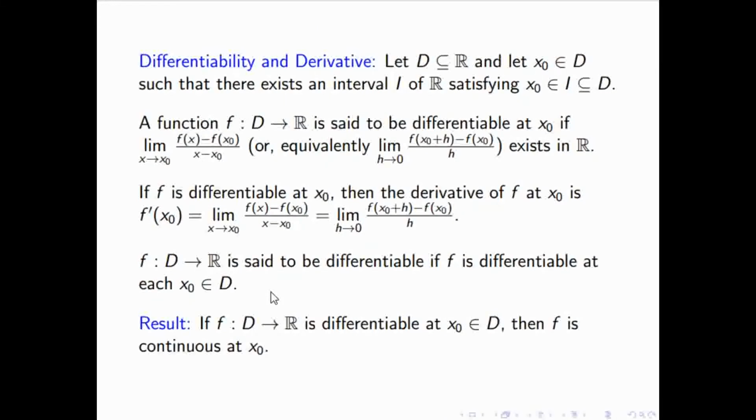And you know very well this result: differentiability implies continuity. That means it must be continuous. So every differentiable function is continuous.